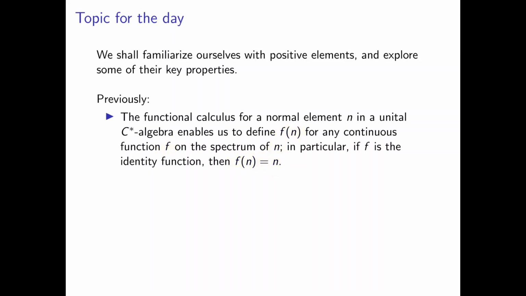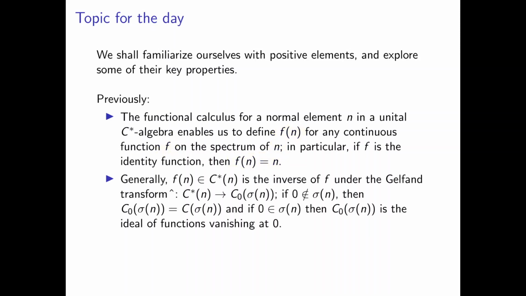So this functional calculus, of course, used the Gelfand transform, and then f of n would lie in the C-star algebra generated by n and n star. So then this would become a commutative C-star algebra, and then f of n would be the inverse of f under the Gelfand transform.